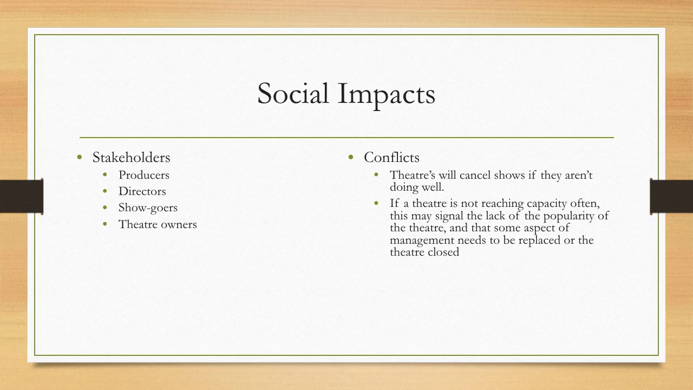Those who are impacted by this data will be producers who support shows, directors of shows, those who visit the theater, and those who own and rent out the theater. Some of the conflicts are that if a theater is not doing well, shows will get canceled. So if there is a period where the theater has very little attendance, that may indicate the dying popularity of a show. Also, if a theater's attendance is falling consistently, that may indicate the need to make a change in either management or the theater itself.